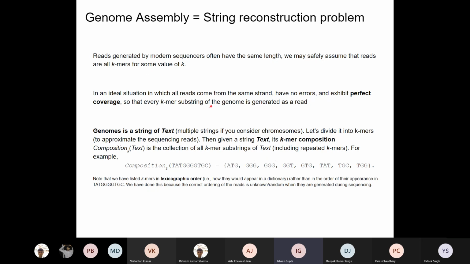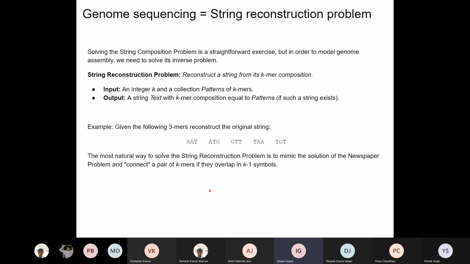Yes, sir. The ideal situation is one in which the reads come from the same strand, they have no errors, and they exhibit perfect coverage. That essentially means that every k-mer substring of the genome is generated. The k-mer composition of a text is written like this, and typically you would represent the k-mer composition in lexicographic order. So genome sequencing is essentially a string reconstruction problem. As input, you have an integer k and a collection of patterns of k-mers, and the output is a string text with the k-mer composition equal to the patterns, if such a string exists.